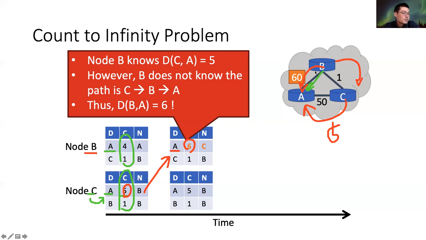But B does not know that this 5 is actually routing through the old 4. This is the pitfall: it thinks C to A has a distance of 5, so now I route through C. You can see we route through C as the next hop, and we think there is a path that reaches A with cost 5, so we will have cost 6. Any question about this?